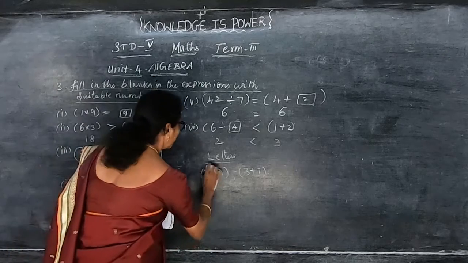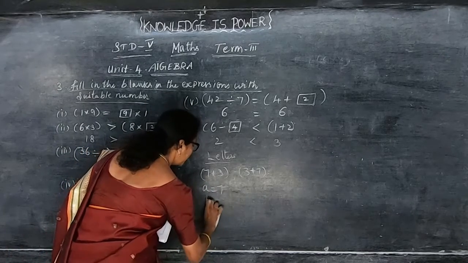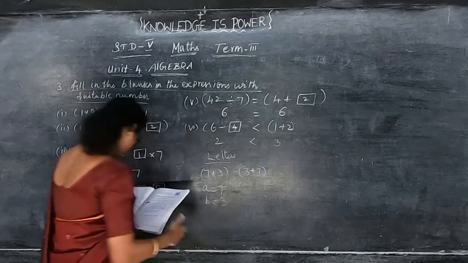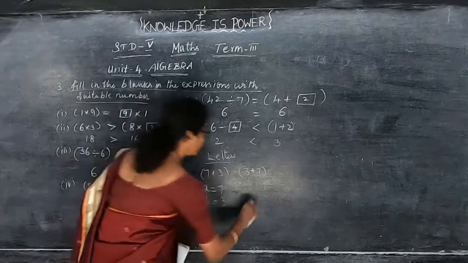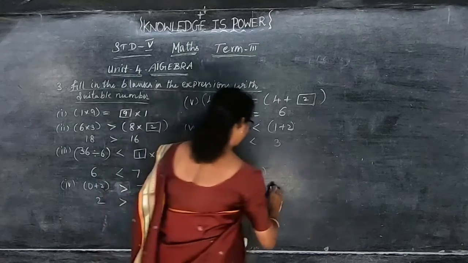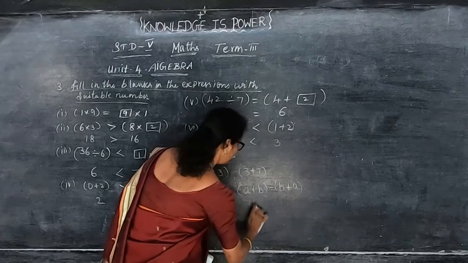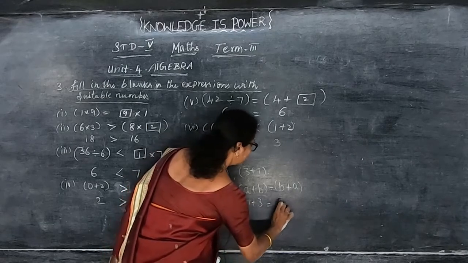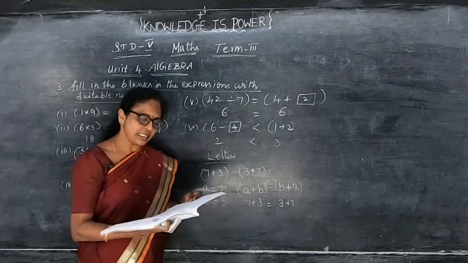For 7 you can use A is equal to 7 and B is equal to 3. So this is the way of writing the letters. When using letters, they write A plus B is equal to B plus A. Okay, so 7 plus 3 is equal to 3 plus 7. So this is the way of using the letters in algebra.